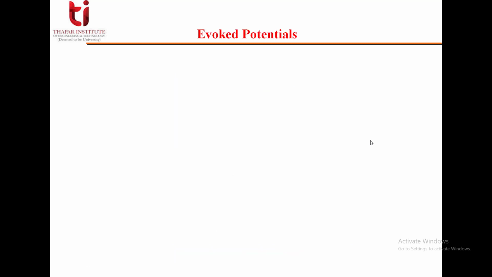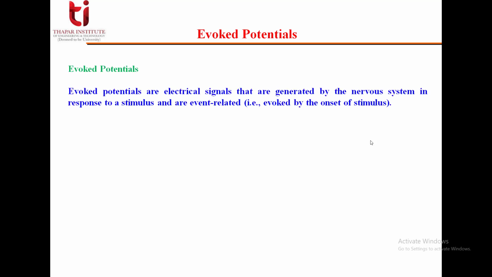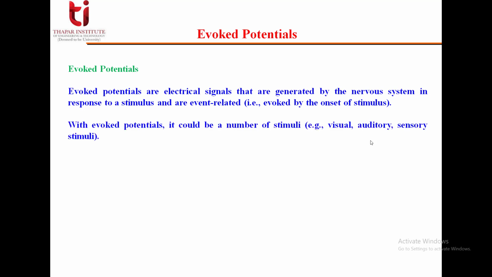So what are basically auditory evoked responses or evoked potentials? Evoked potentials are the electrical signals that are generated by the nervous system in response to a stimulus and are event related. That is, they are evoked by the onset of a stimulus. With evoked potentials, it could be a number of stimuli. It can be visual, it can be auditory, it can be some sensory stimuli. Here we will mainly concentrate on auditory evoked responses.